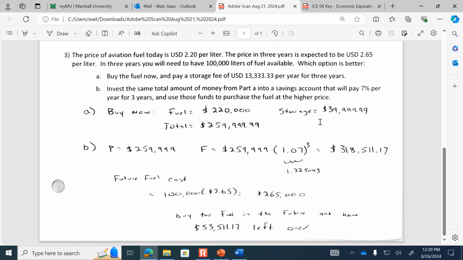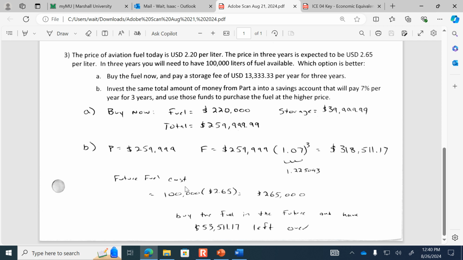Let's just say that what we're going to do is have all these dollars available at time 0. $260,000 available at time 0. So if instead of buying the fuel and then paying the storage fee, what if I just put that money into an account that's earning 7% interest? How much money would be in the account at the end of 3 years? It would be $318,511. So that's a lot of money, but is it enough to buy the fuel that we need to purchase?